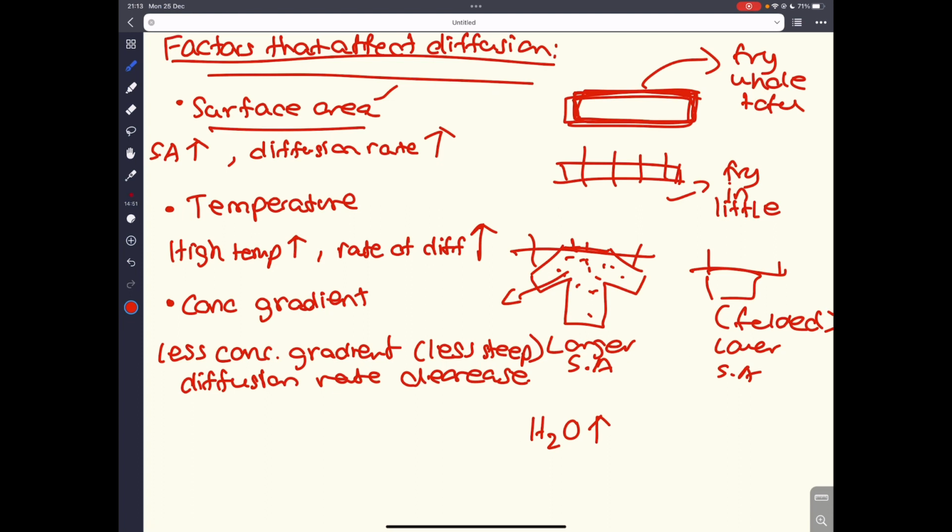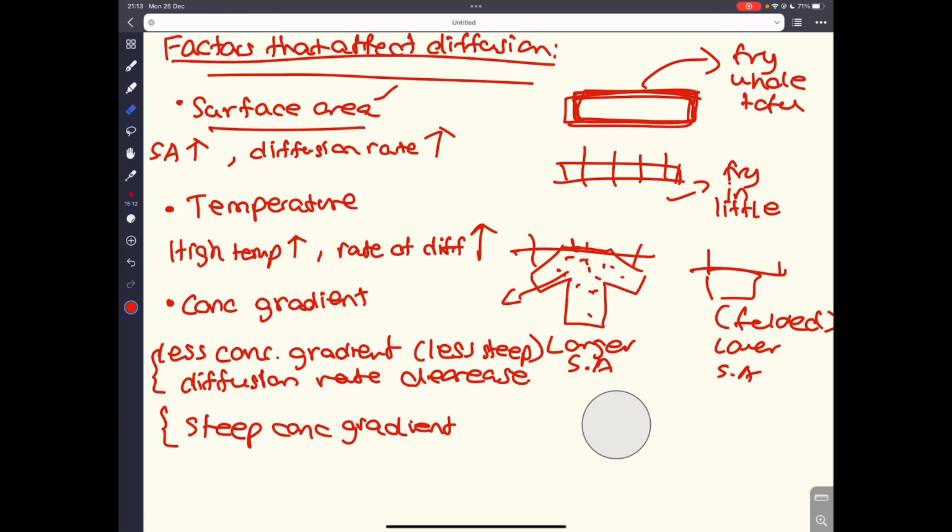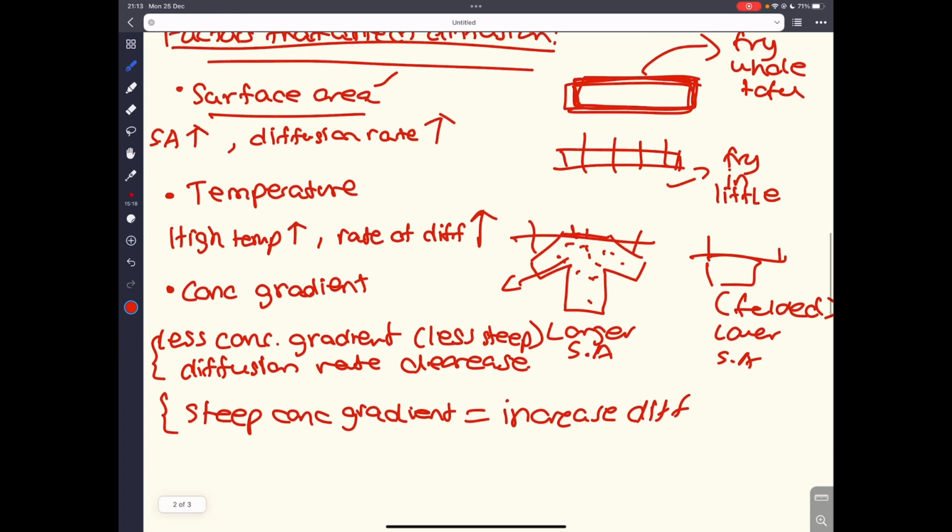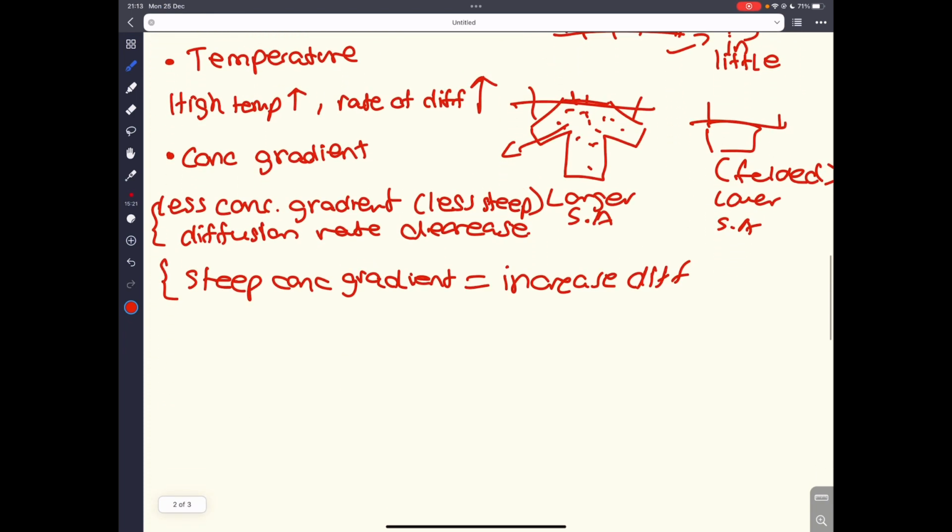So there is a high difference between the water potential in the atmosphere and inside the clothes. And this we say is a steep gradient. And if there is a steep gradient, the diffusion rate increases. So a steep concentration gradient is going to increase diffusion, right? And that's one of the factors as well.